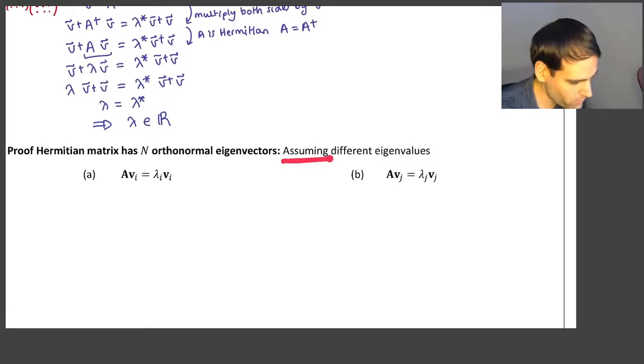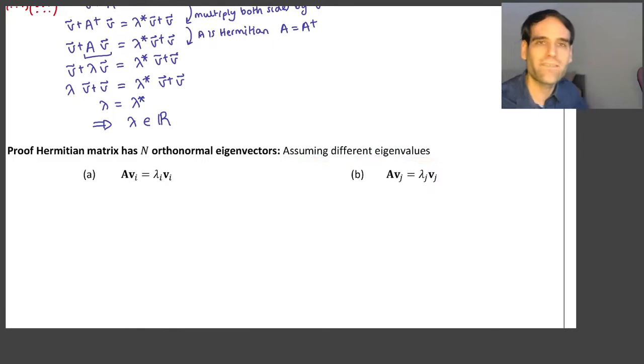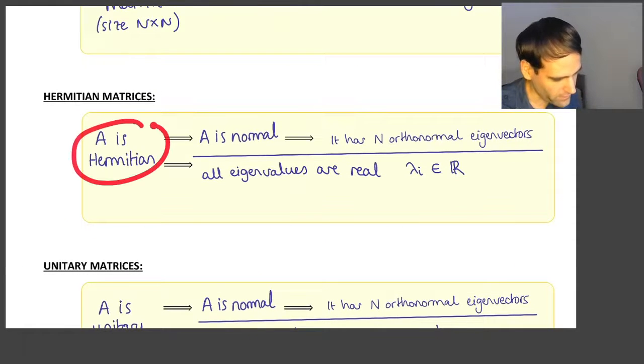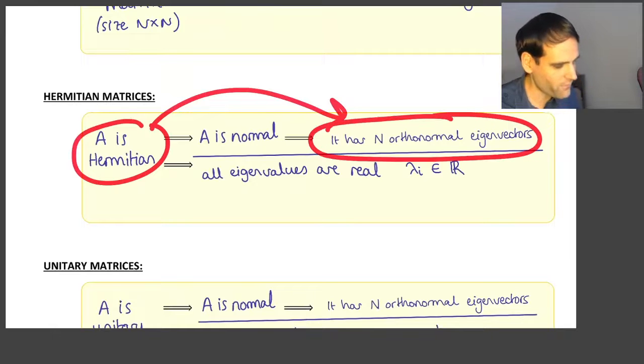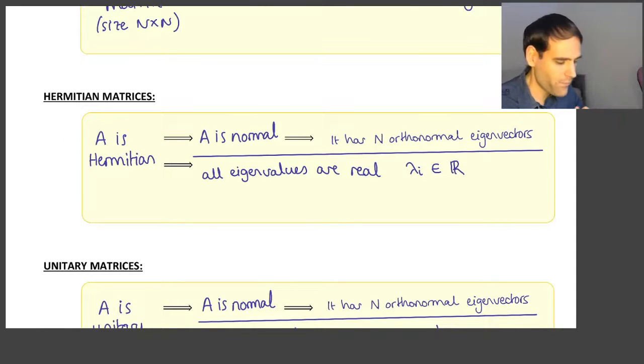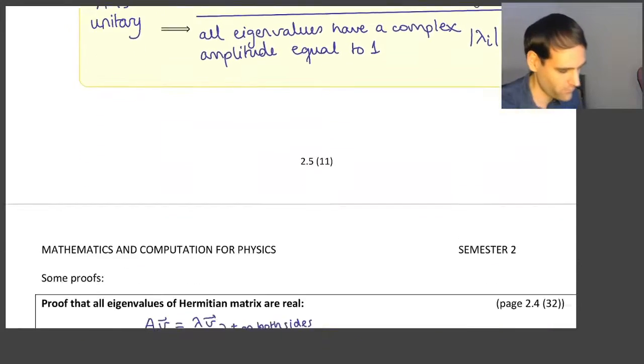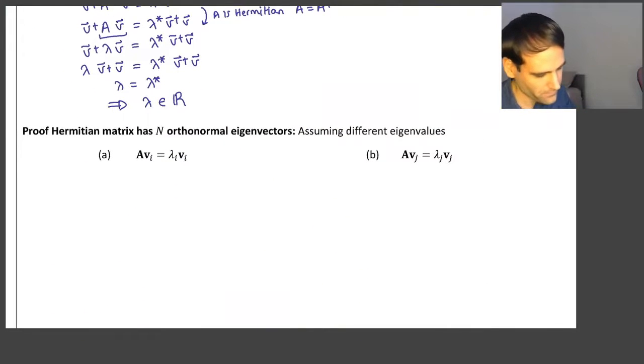I'm going to assume that all of the eigenvalues are different. If you do not assume this, the arrow is still true. This is true always, even if the eigenvalues are degenerate. But it's much more difficult to prove, and it's actually proven in the recommended textbooks. But let's do the proof assuming that all of the eigenvalues are different, which is slightly easier.